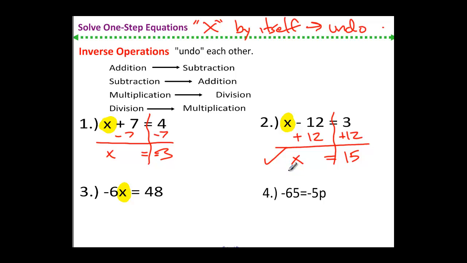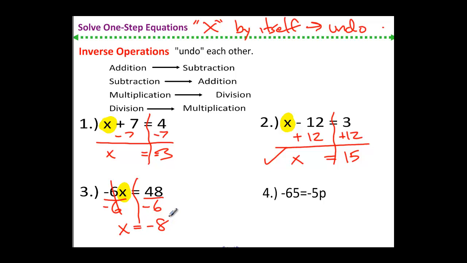Now over here we see a multiplication, negative 6 times x. So how do we undo that 6? We divide by negative 6. And notice they cancel each other out. If we do it to one side, we do it to the other, and x is equal to negative 8.